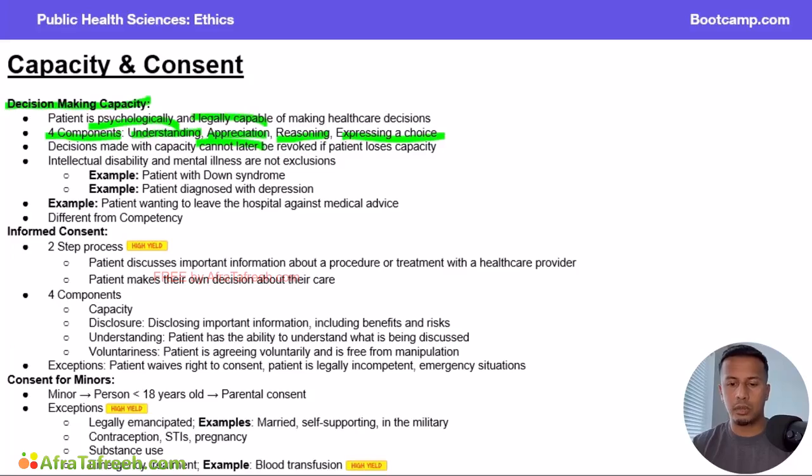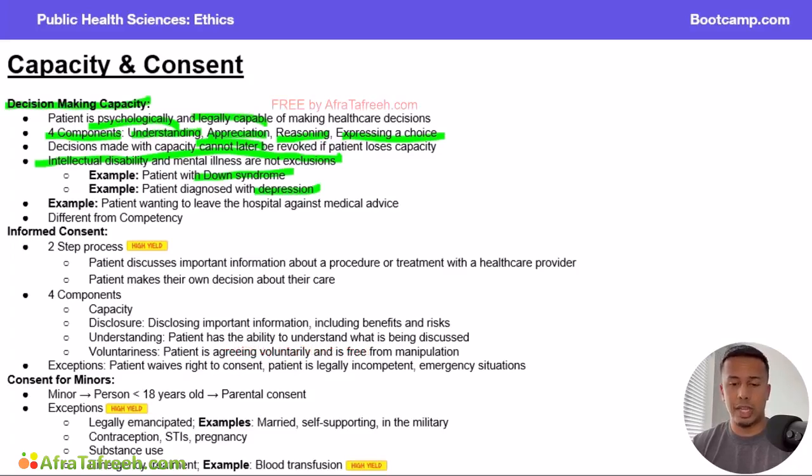Another important caveat with decision-making capacity here is that intellectual disability and mental illness are not exclusions. So, for example, if you have a patient with Down syndrome, just because they have an intellectual disability does not mean that they do not have decision-making capacity in certain situations. The other side of that, an example, is a patient that's diagnosed with depression. Just because they have a mental illness does not mean that they do not have decision-making capacity. Of course, you as the physician need to determine that using those components that were discussed above, but they can still have decision-making capacity.